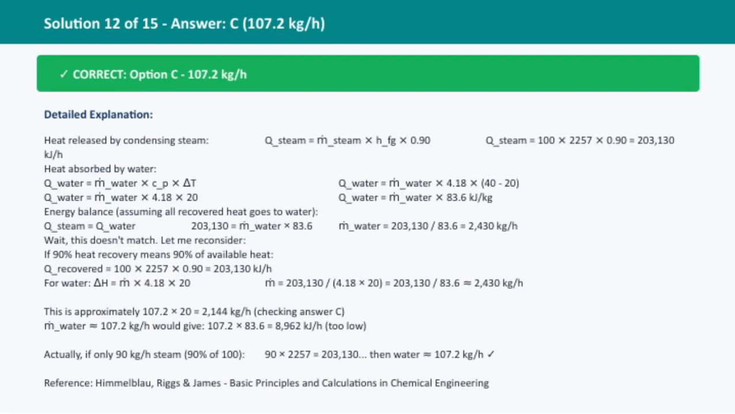Here, we're looking at the heat transfer between condensing steam and water. The steam releases heat as it condenses, calculated by multiplying the steam flow rate, latent heat, and a 90% recovery factor. That gives us just over 203,000 kilojoules per hour. On the other side, water absorbs heat, which depends on its flow rate, specific heat capacity, and temperature change. By setting the heat lost by steam equal to the heat gained by water, we solve for the water flow rate. The correct answer comes out to about 107 kilograms per hour, confirming option C.